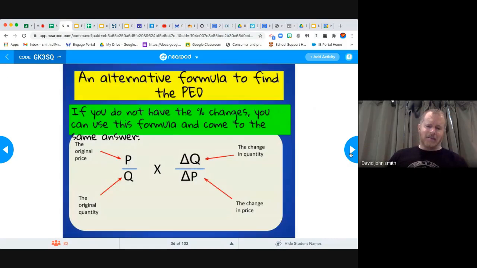Now, I put this slide in because sometimes I have math magicians in my class who say to me they don't like that particular formula, that there is an alternative formula that you can use. And well, this is the one that they've come up with. P divided by Q times change in Q over change in P.